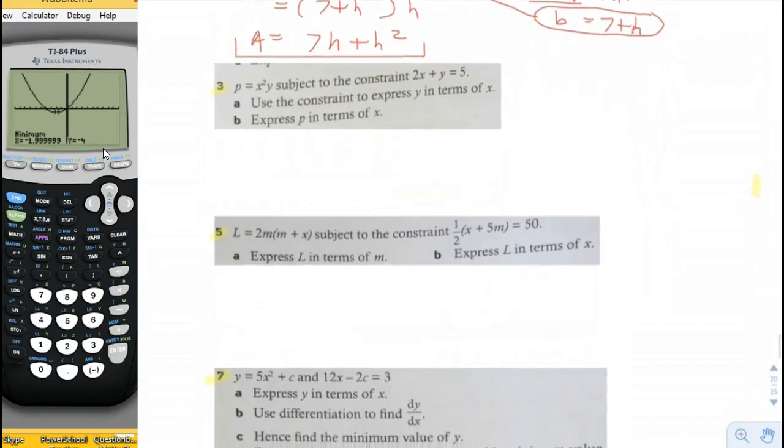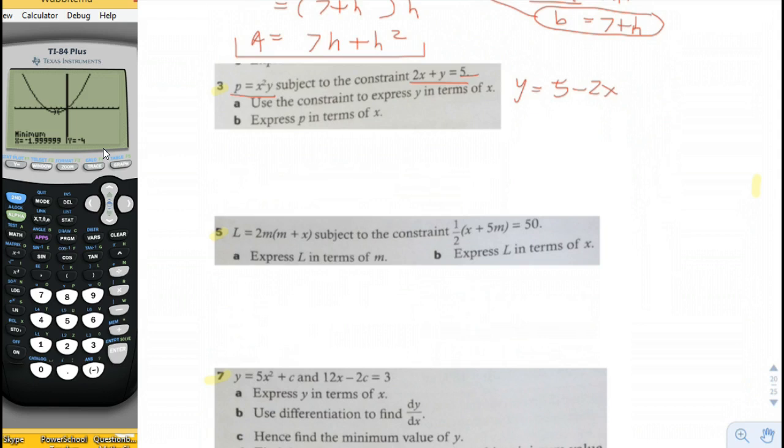Now 3, 5, 7, we're going to be doing similar things. So p equals x squared times y is subject to the constraint 2x plus y equals 5. Use the constraint to express y in terms of x. Okay, so let's see. How do we get y by itself on the left side? We would subtract 2x from both sides. So subtract 2x from this side, we get rid of 2x, and then subtract 2x from the right side, and then we'll have 5 minus 2x, and we're done. So that is the answer for A.